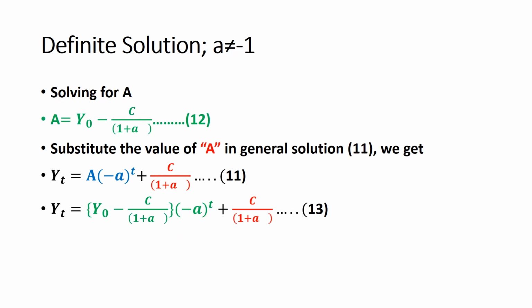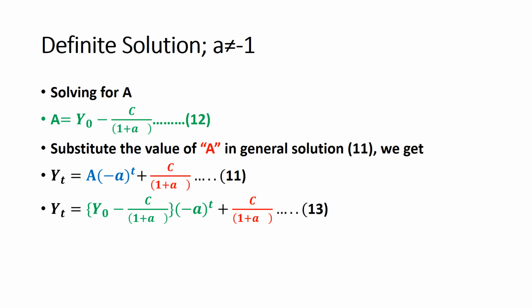Solving for A, here A is equal to y naught minus c over 1 plus a, we obtain by subtracting both sides minus c over 1 plus a. So substitute the value of the arbitrary constant in the general solution, equation number 11. We will get yt. Here first we check what equation number 11 is. yt is equal to A into minus a to the power t plus c over 1 plus a.